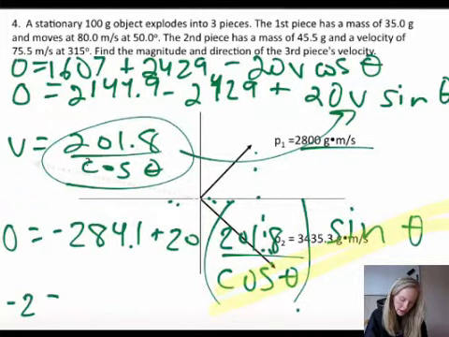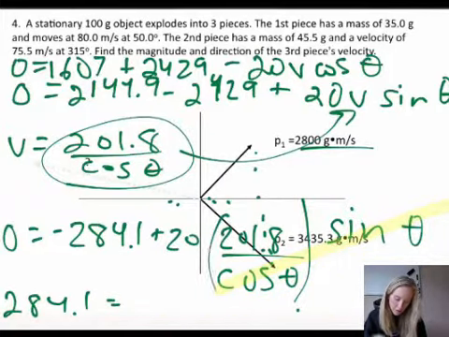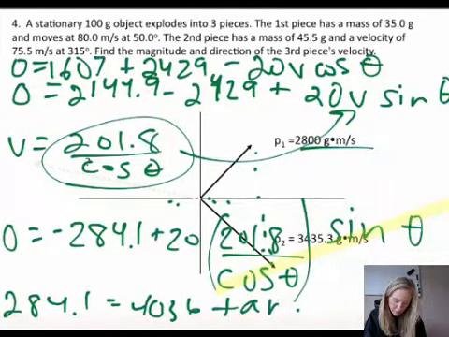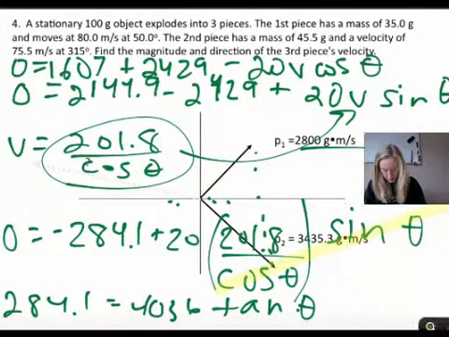So then we have negative 284.1, I'm going to move that one to the other side. So we get 284.1 equals 20 times 201.8, so 4036 times tangent of theta. So take 284.1 divided by 4036, and then if we inverse tangent, we get that the angle is 4 degrees.